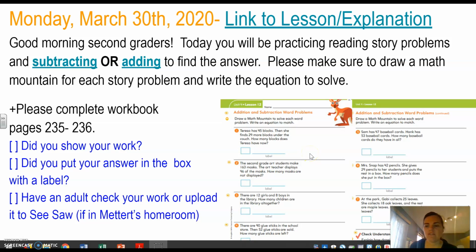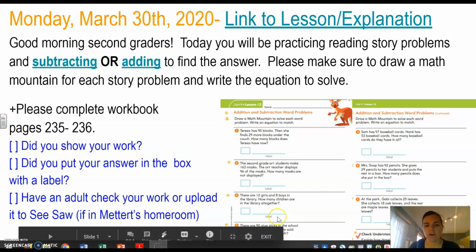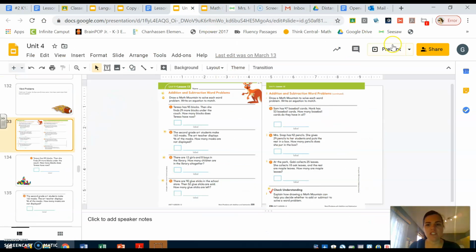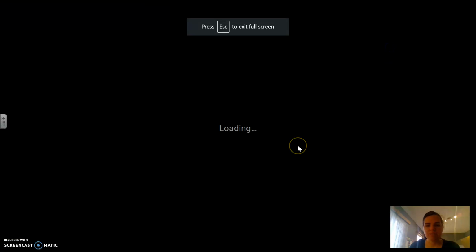When you are done, if you're in Mrs. Mennert's homeroom, I would like you to take a picture of both pages and upload it to Seesaw. If you are in Miss Go's homeroom, I'd like you to have your mom or dad look it over, or you can take a picture of it and email it to Mrs. Mennert at mettertg@district112.org.